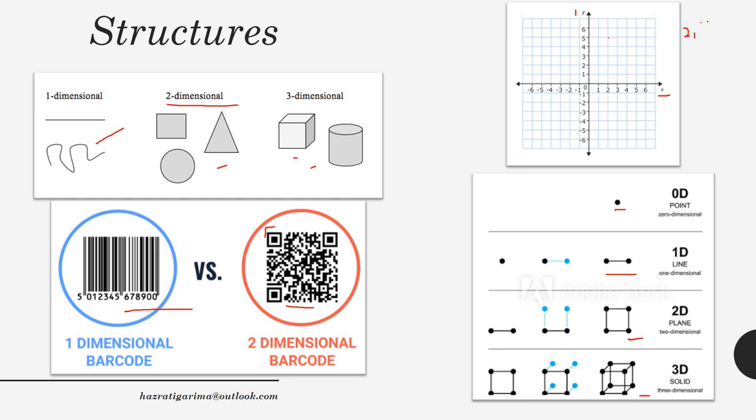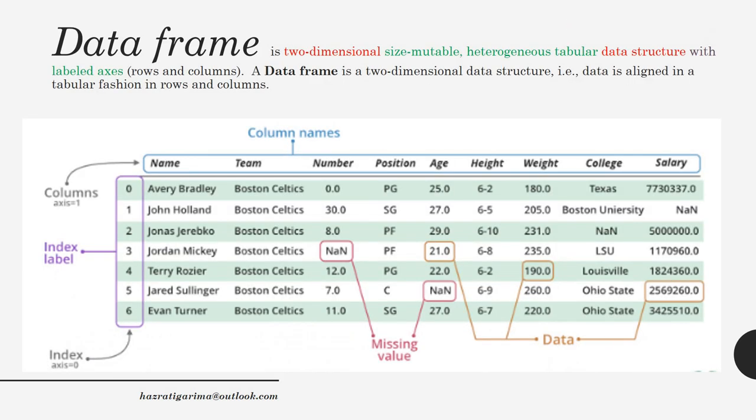Why is it 2, 5? Why are we writing 2 instead of 5 first? Because first we take the x-axis, then we take the y-axis. First we take the row or the horizontal one, next we take the vertical or the column one. Okay, so let's move to our topic, which is data frame.